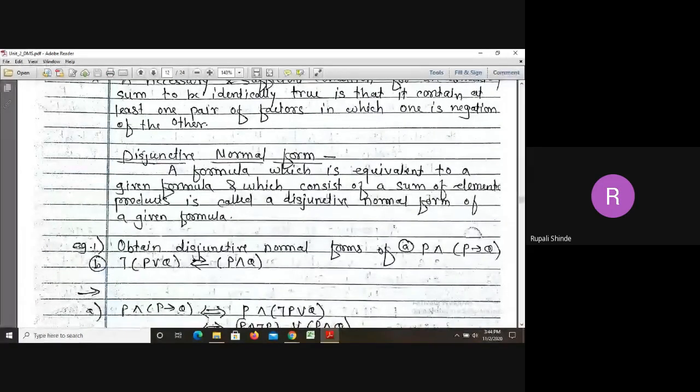Now here they have given some examples, from which you will get an idea about DNF. Obtain the disjunctive normal form, that is DNF, of P and P conditional Q.